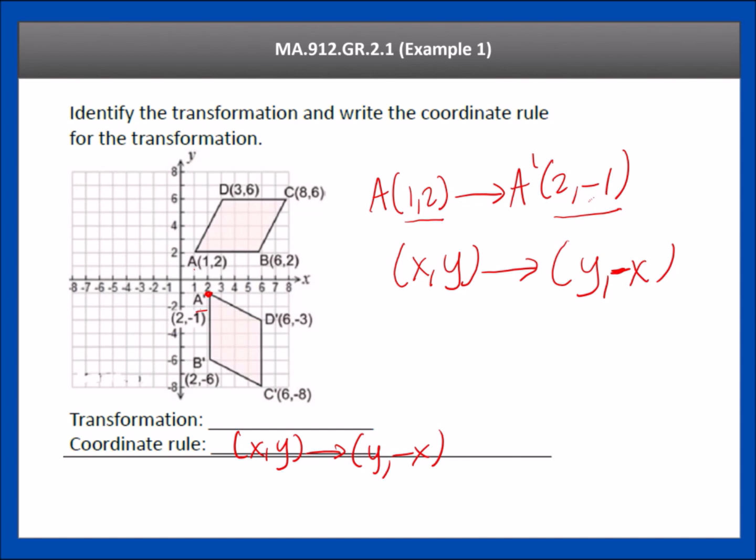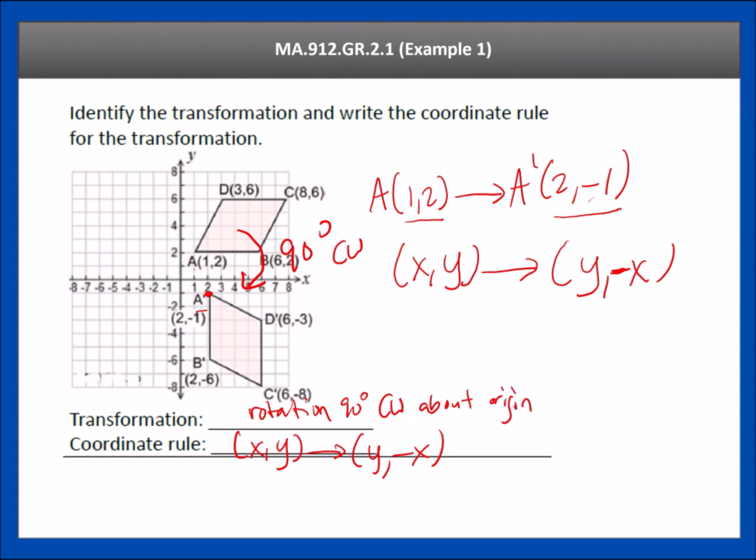And if you notice, this is a rotation. This is actually rotated this way, right? So it's rotated 90 degrees. We can tell it's rotated 90 degrees, and it's rotated 90 degrees clockwise. So this is a rotation 90 degrees clockwise about the origin.